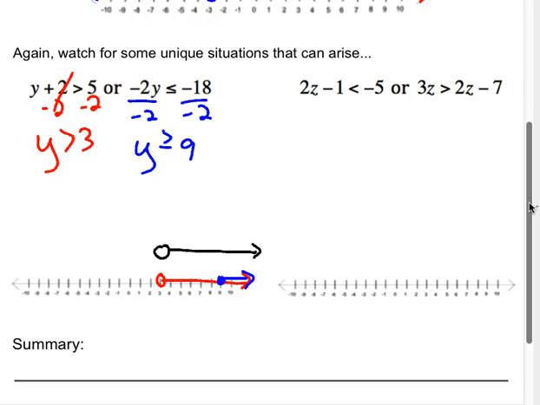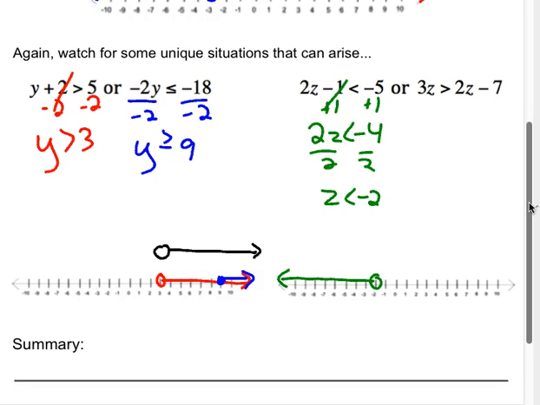Well, what's another unique situation that can arise? So here, going to add 1. So 2z is less than negative 4. Divide by 2. z is less than negative 2. Then here I'm going to subtract 2z. So z is greater than negative 7.